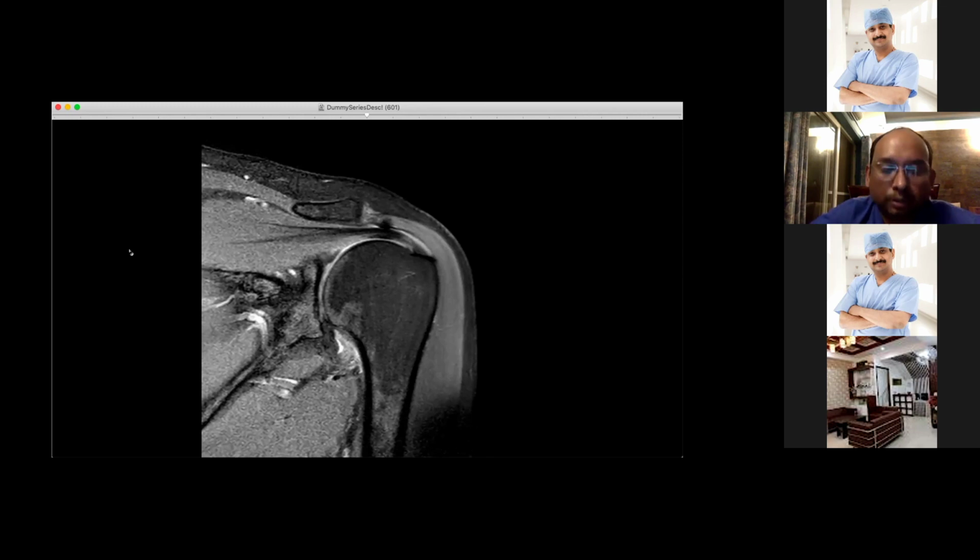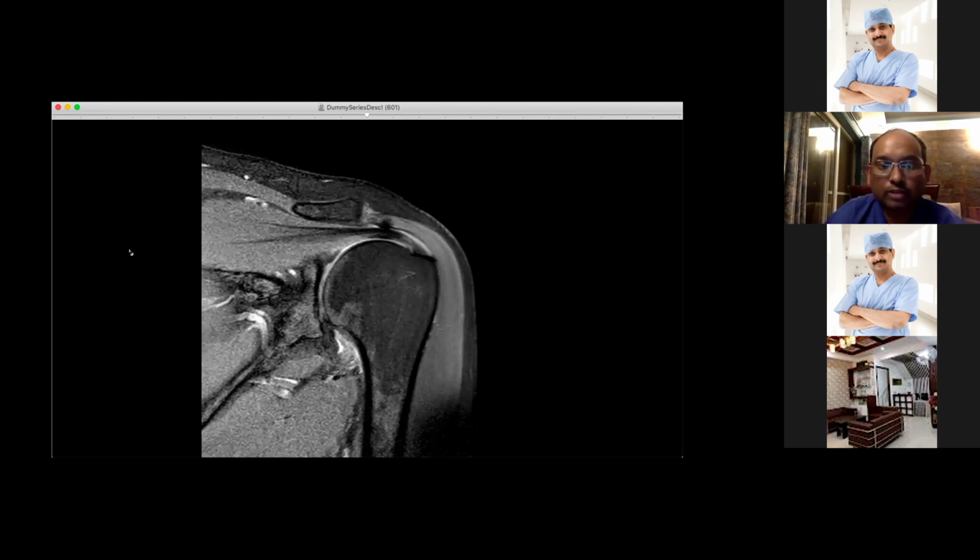So based on these three planes with different sequences, I have not shown all the sequences because I wanted to show you the anatomy. Based on these three planes, we can see all the structures around the shoulder. Like we can see the joint, the labrum, the bones, the rotator cuff, the ligaments, the bursal surfaces, the bulk of the muscles, the subcutaneous fat, as well as the neurovascular bundles.